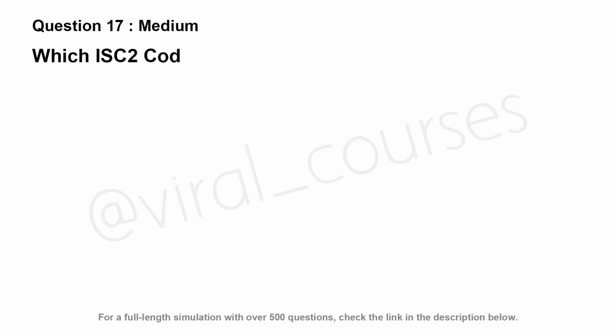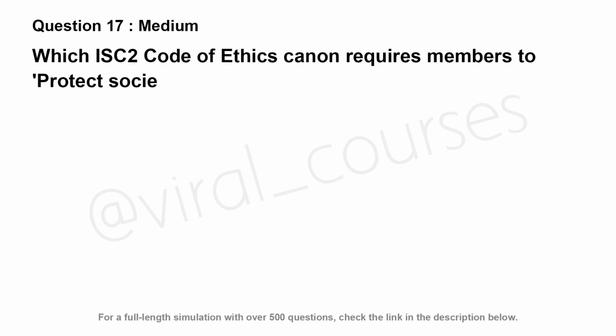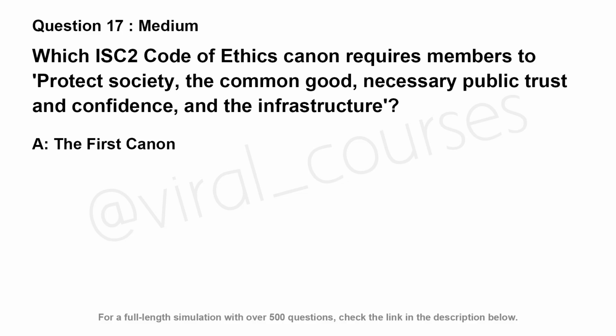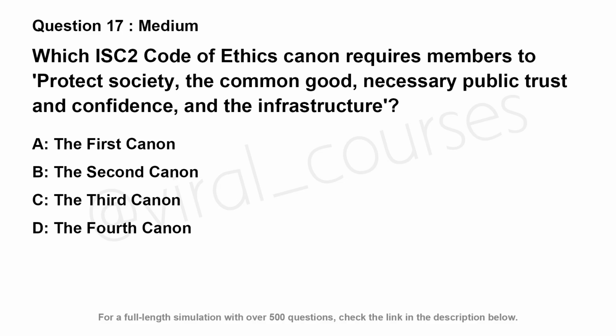Which ISC2 Code of Ethics canon requires members to protect society, the common good, necessary public trust and confidence, and the infrastructure? Option A. The first canon. Option B. The second canon. Option C. The third canon. Option D. The fourth canon.